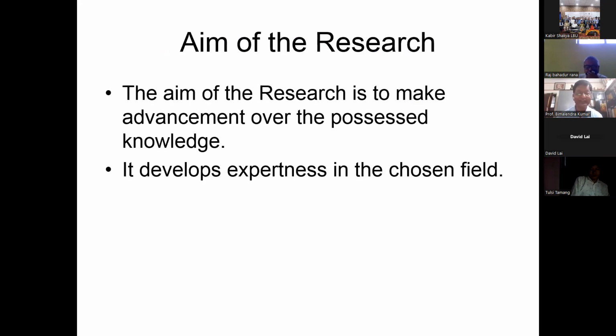What is the aim of the research? The aim of the research is to make advancement over the possessed knowledge. We have seen that the aims and the objectives of the research is mainly to make a systematic investigation for the sake of advancement of the knowledge, whatever we are possessing at present by the previous scholars who have written on any concept or the theories related with Buddhism or any aspects of Buddhist studies. You are just making an advancement of the knowledge.